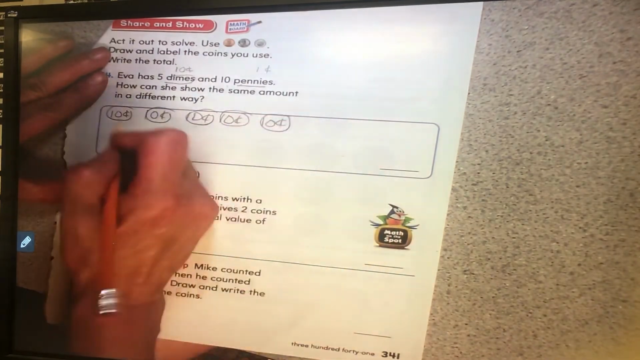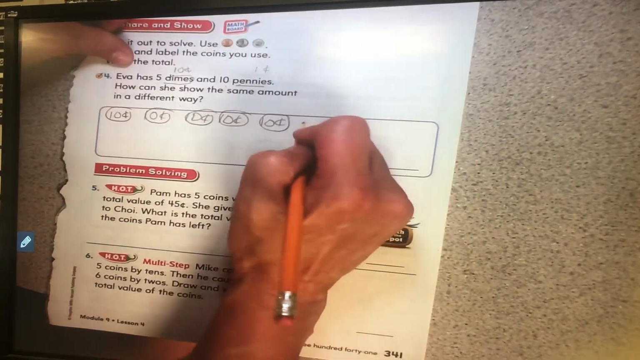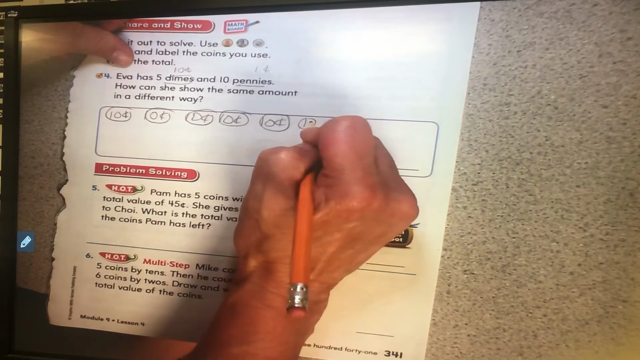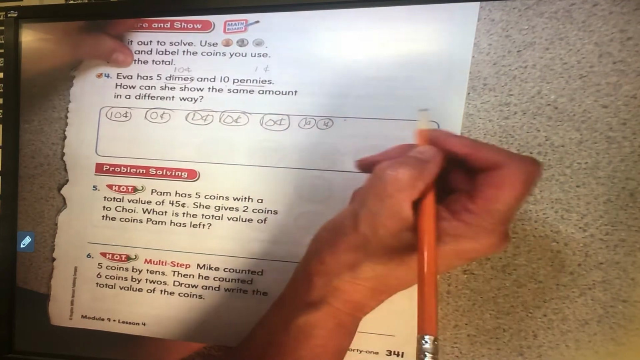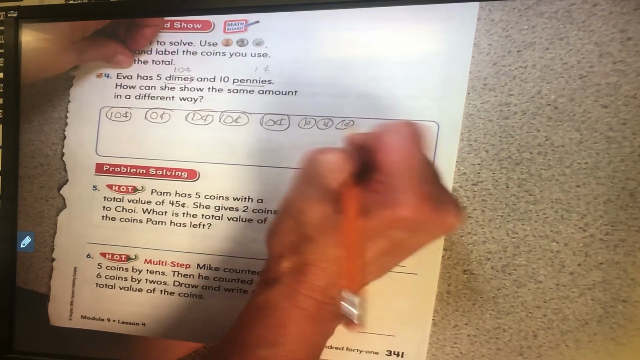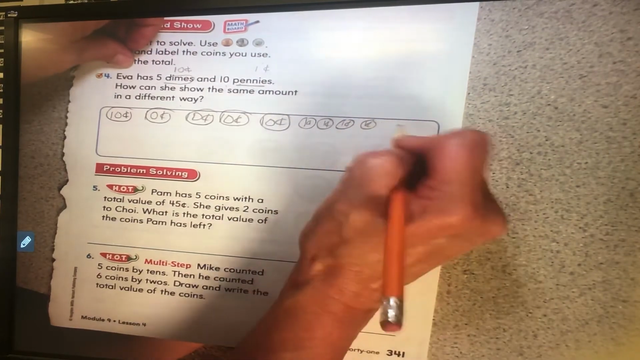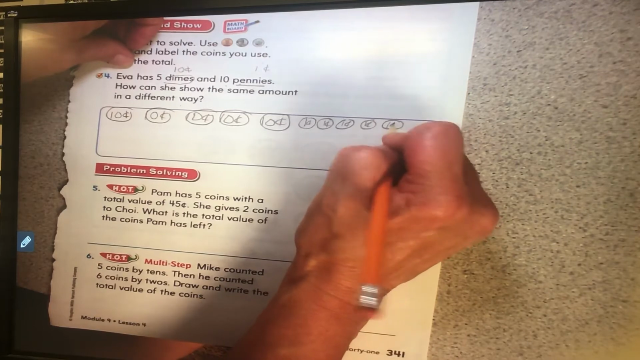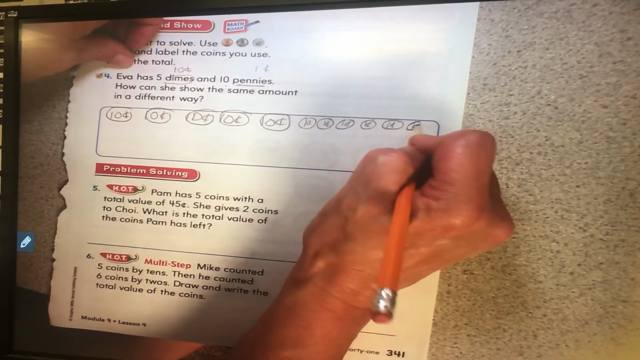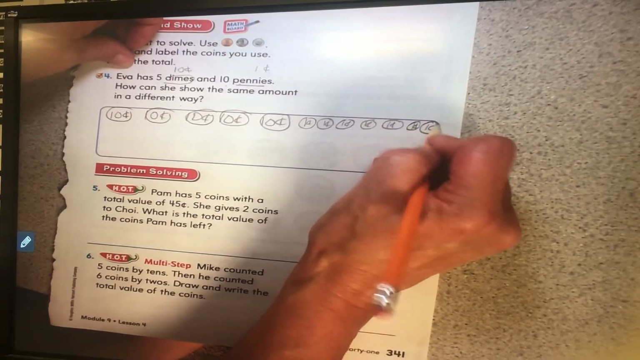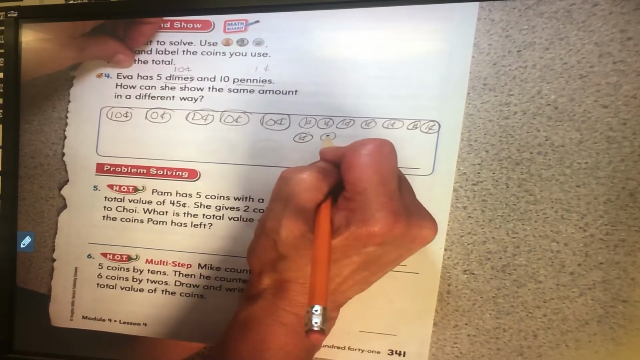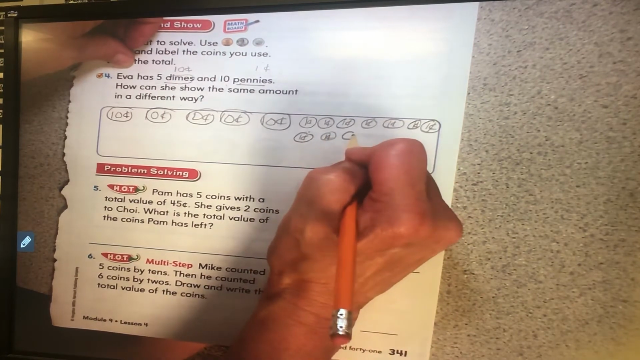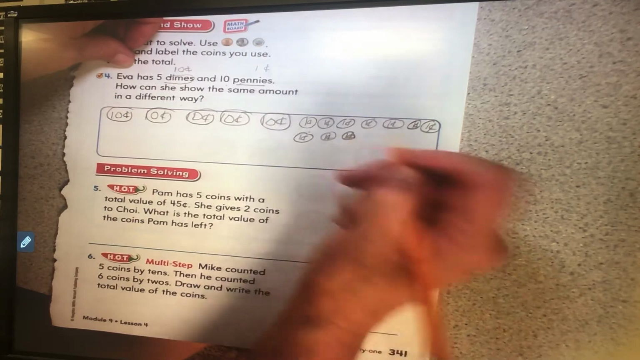10. Let's see. 1, 2, 3, 4, 5, 6, all the pennies together. 8, 9, 10. 1 cent. There you go.